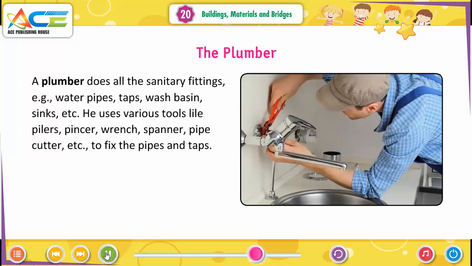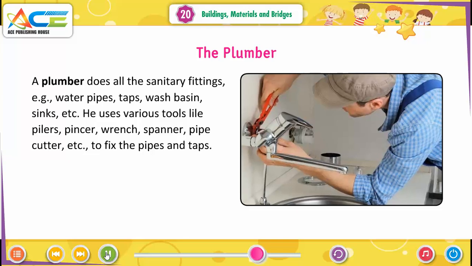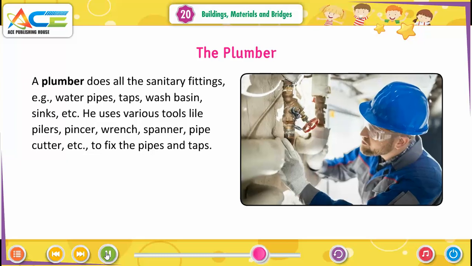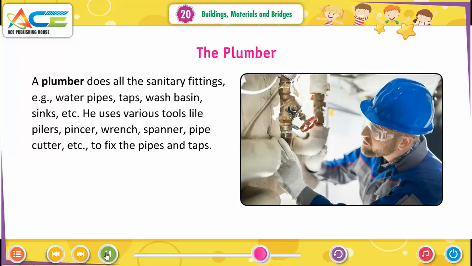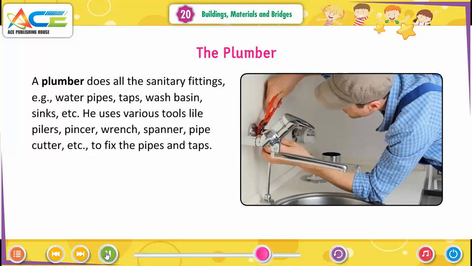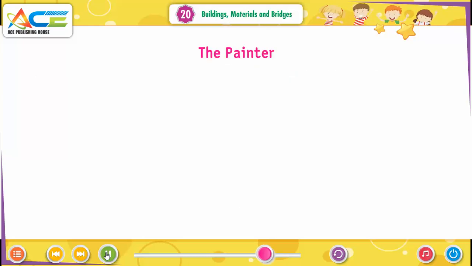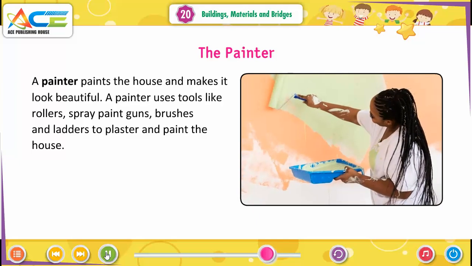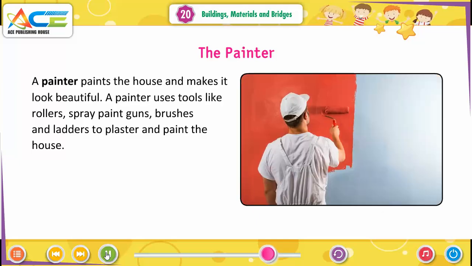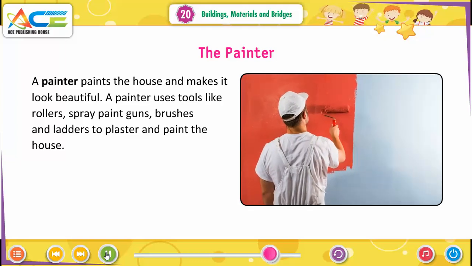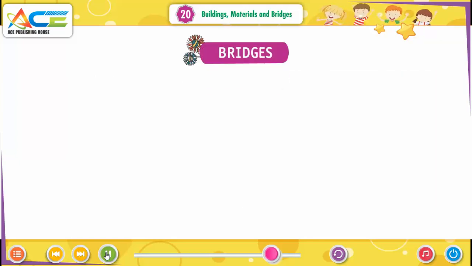The plumber. A plumber does all the sanitary fittings, for example water pipes, taps, wash basin, sinks, etc. He uses various tools like pliers, pincer, wrench, spanner, pipe cutter, etc. to fix the pipes and taps. The painter. A painter paints the house and makes it look beautiful. A painter uses tools like rollers, spray paint guns, brushes and ladders to plaster and paint the house.